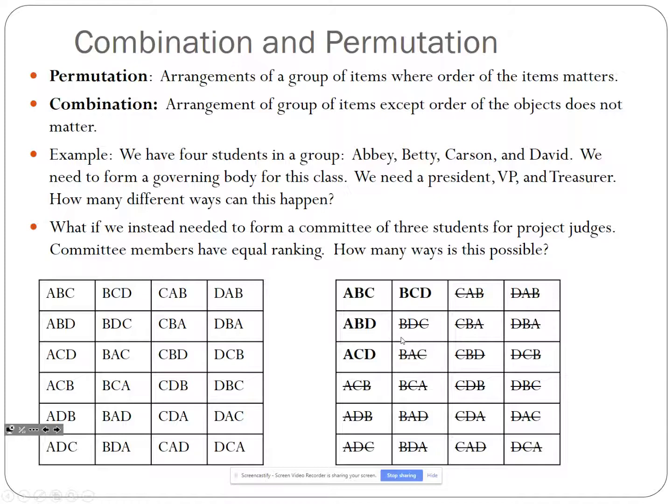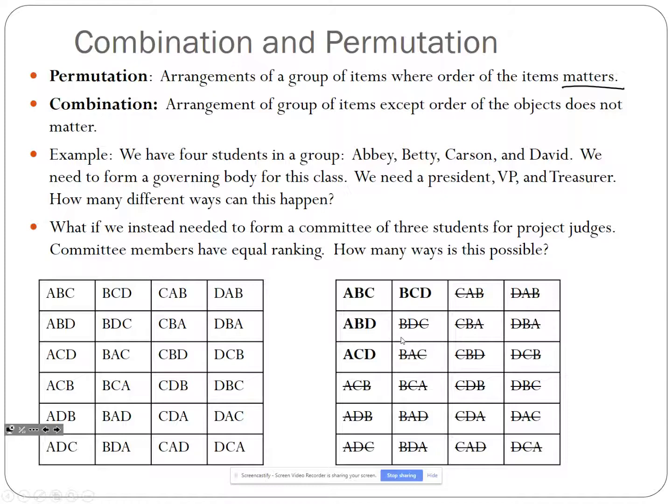So for permutation, arrangements of a group of items where the order of the items matter. For combination, the arrangement of the group of items except for the order of the objects does not matter. So I've got two tables down here, and let's talk about it.